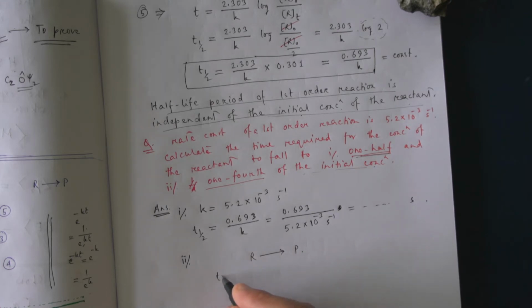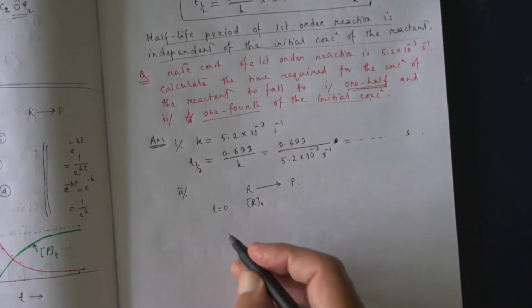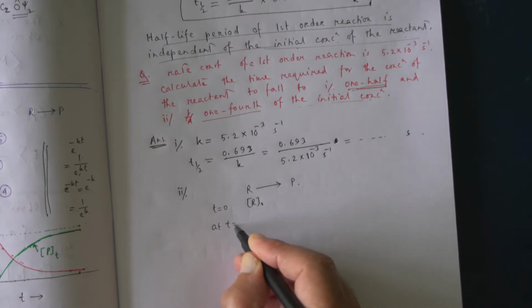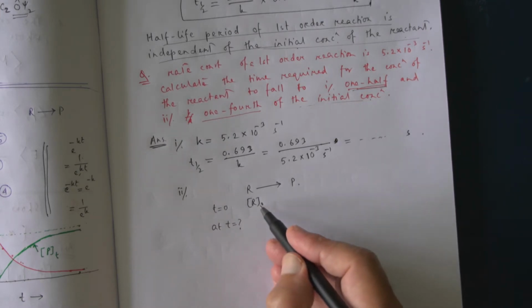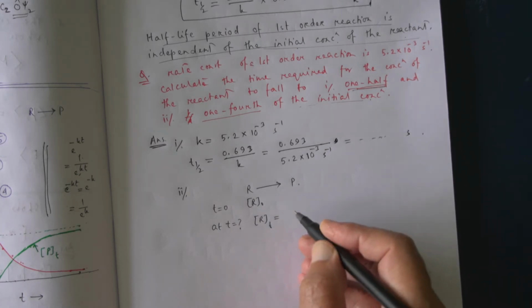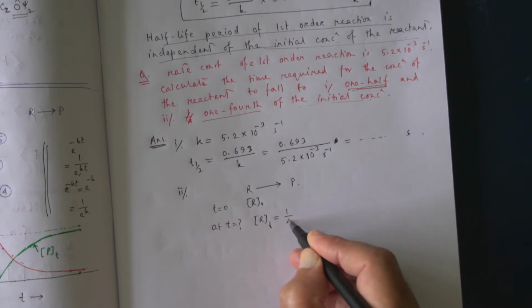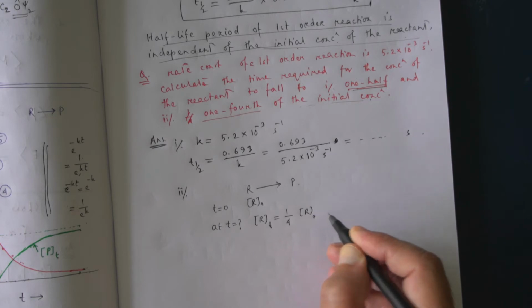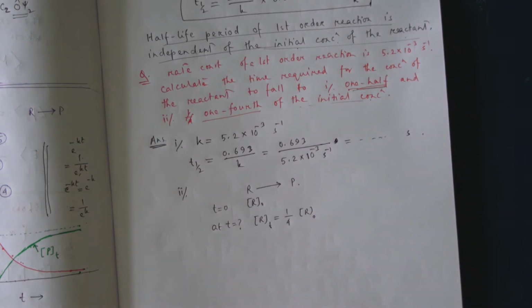So initially we have R naught, and we have to find out the time when RT will become equal to 1/4 of R naught. We have to find out this.